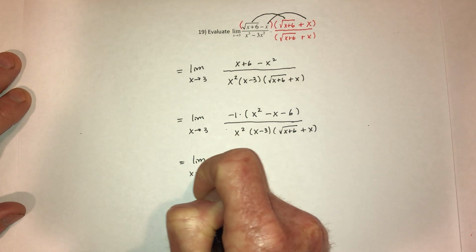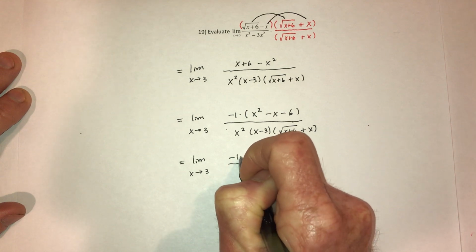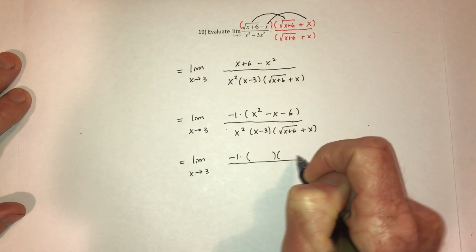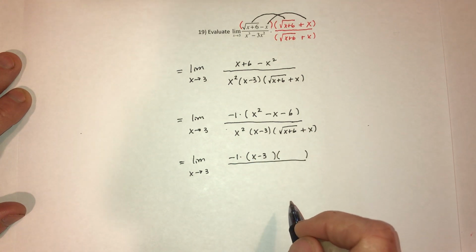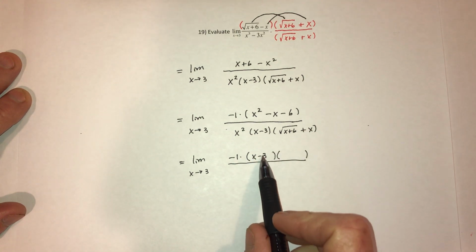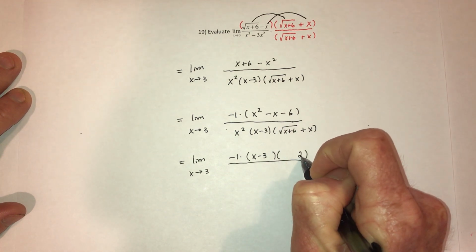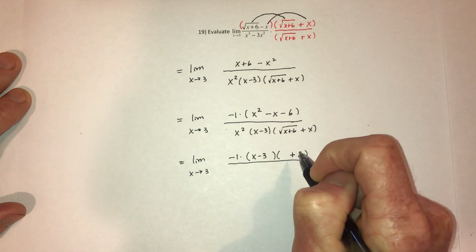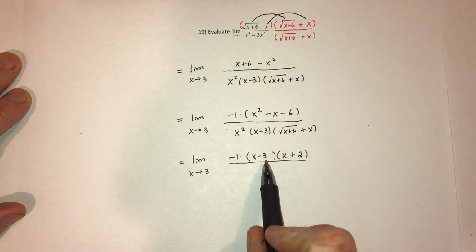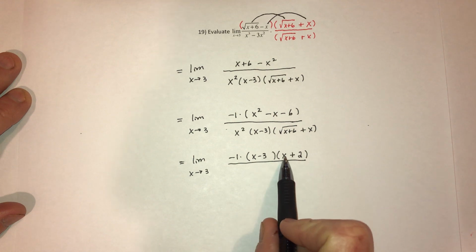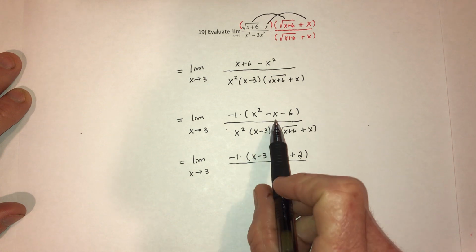So it still has the limit as x approaches 3, and then on the top, negative 1 times, and it should factor with x minus 3 as one of the factors. So let's see, in order to get a negative 6 right here, then this is going to have to be a 2, and it's going to have to be a positive 2. So let's see, does that work? So the middle term would be, this is negative 3x, this is plus 2x, which leaves behind negative x. Perfect.